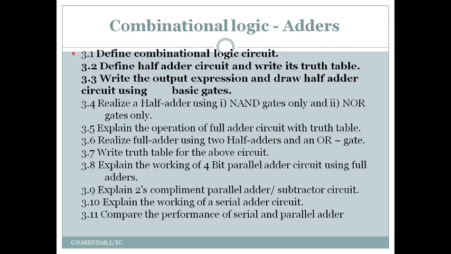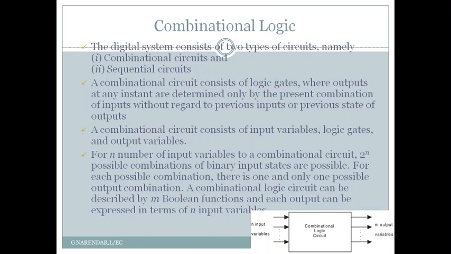So before going to see the combinational logic circuits, we'll look at what is meant by a combinational logic circuit. So we'll define a combinational logic circuit. You can see that a general digital system consists of two different types of circuits, namely a combinational circuit and another type of circuit called a sequential circuit. So then what is a combinational circuit and how is it different from a sequential circuit?